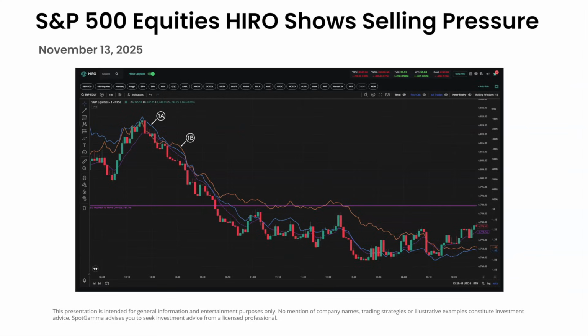SPX initially traded lower after the open. Around 10:05 a.m. Eastern Time, traders started buying calls and selling puts in S&P 500 equities, shown by the rising orange and blue lines respectively in the HIRO chart. SPX reversed higher for about 10 minutes.